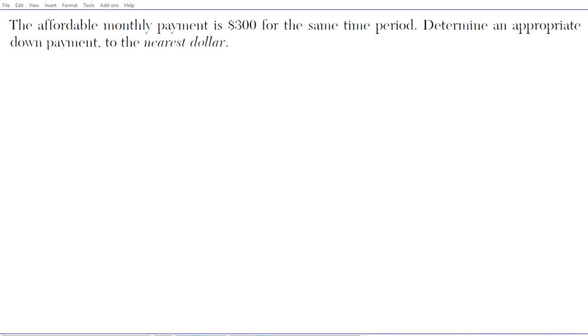Okay, let's take a look at the B part for question 36. It says the affordable monthly payment is $300 for the same time period. Determine an appropriate down payment to the nearest dollar. These are the steps that we're going to follow to accomplish this goal, so let's write them down. Number one, you are going to find the total amount borrowed.